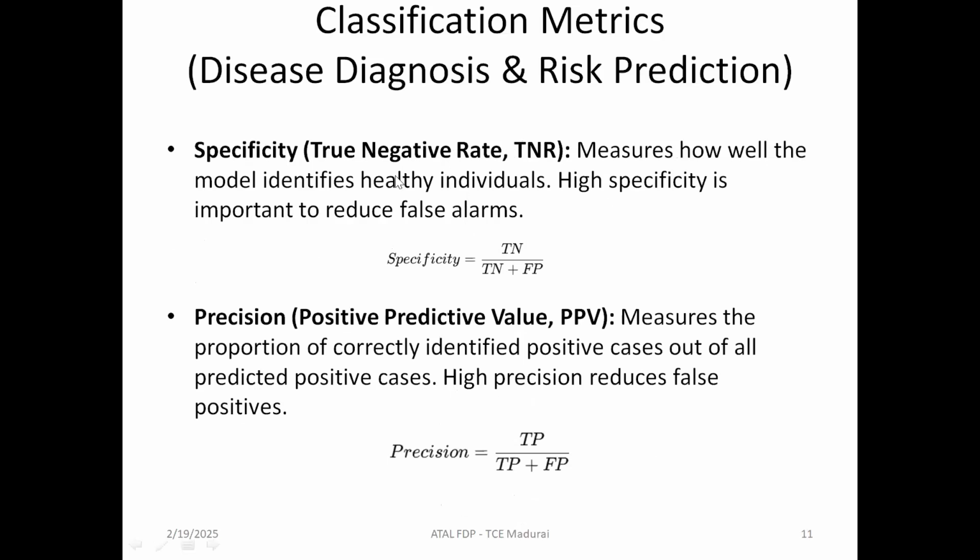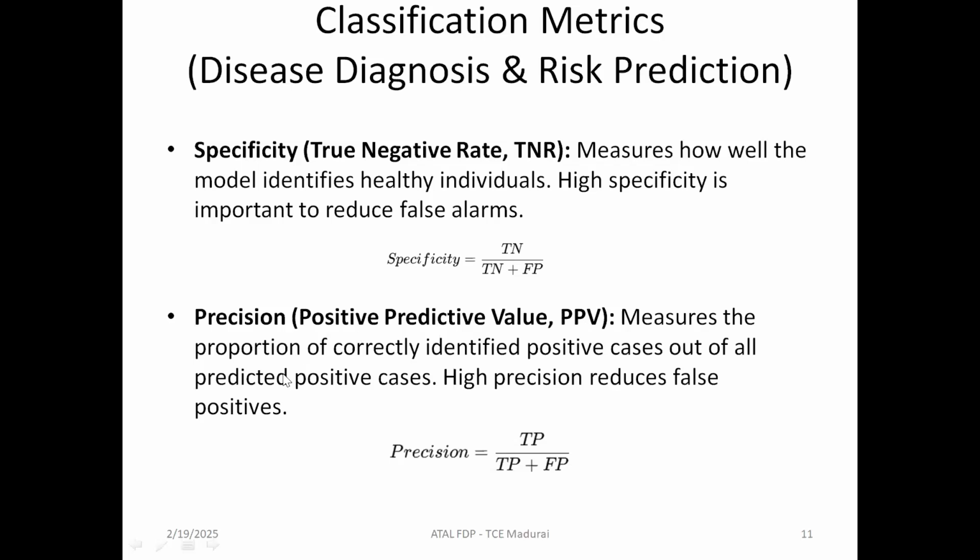Here, specificity is nothing but it measures how well the model identifies the healthy individuals. So high specificity is important to reduce false alarms, because we apply all the models and we will get very good results. But interpretation is very, very important in clinical data sets.